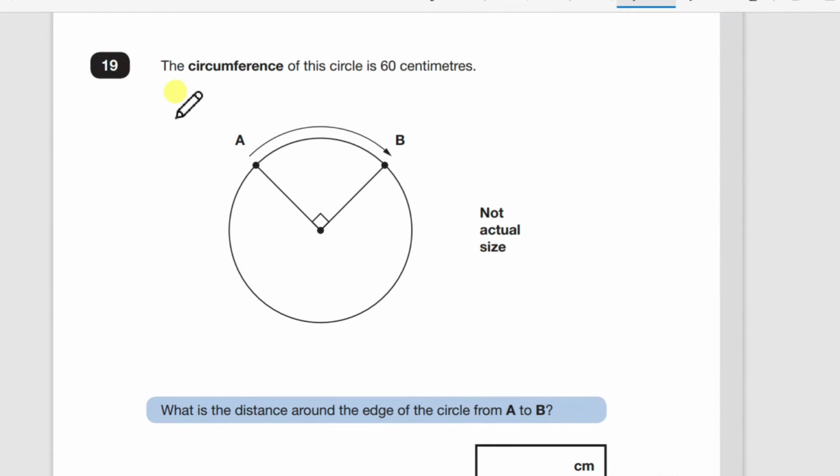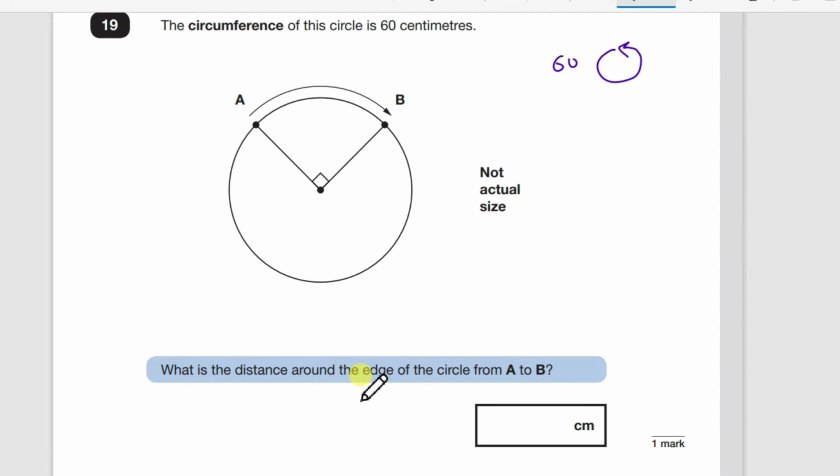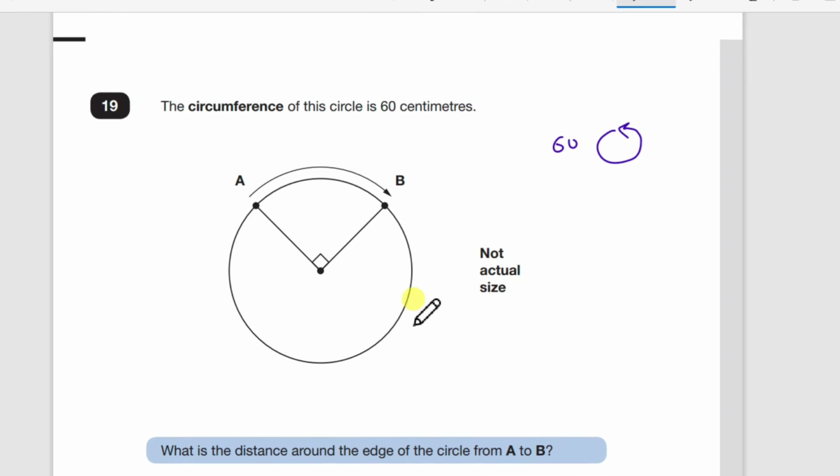19. So the circumference of the circle is 60 centimeters. Circumference means the length all the way around the circle, yeah? So all of this around is 60 centimeters. So everything around here, the whole circle. What is the distance around the edge of the circle from A to B? So from A all the way to B.